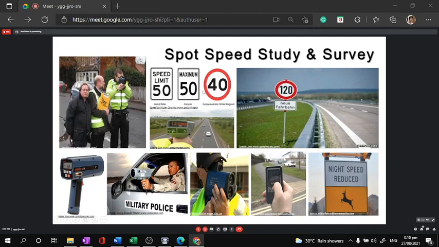Signs and signals: in this case, a sign that says 40, you cannot go beyond 40 or you will be apprehended. So usually this is 40 kilometers per hour. Now, this is an information sign.